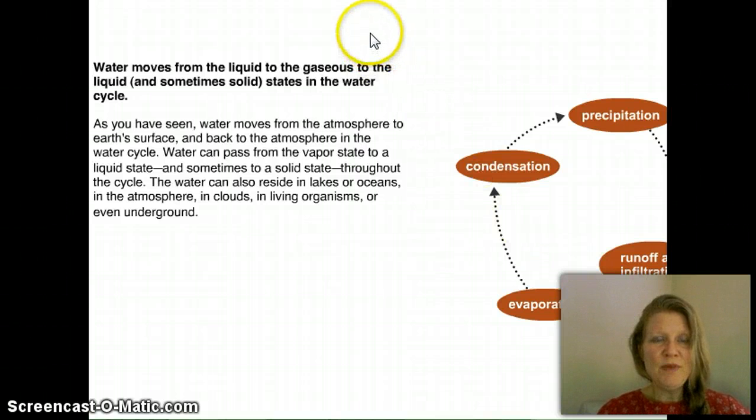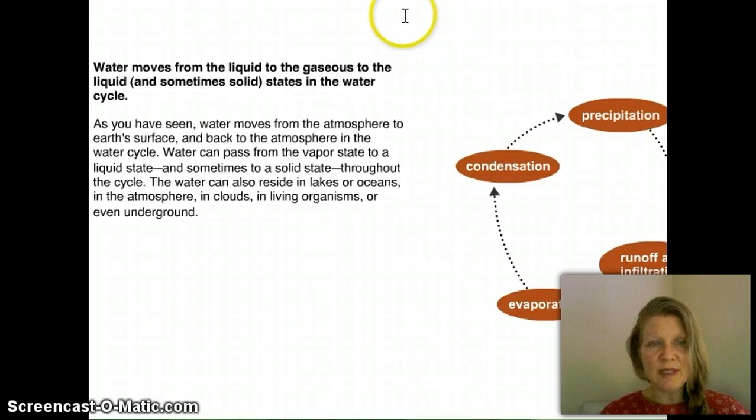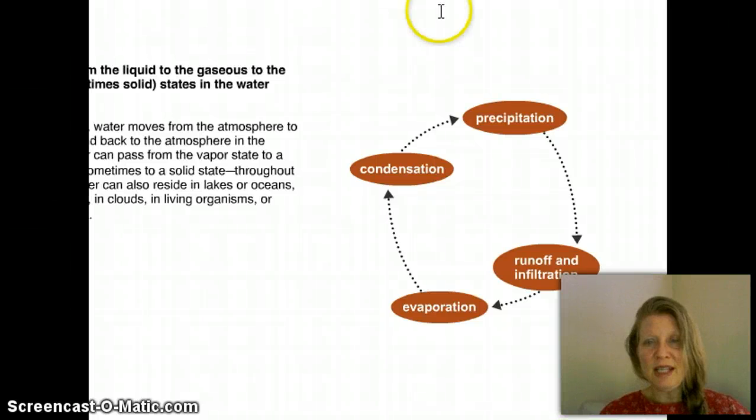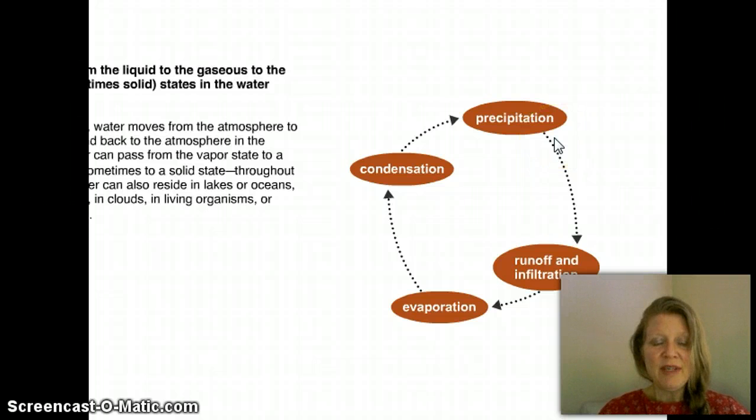So again, water moves from the liquid to the gaseous to the liquid and sometimes solid states in the water cycle. And when we do this incredible journey, you're going to see how dynamic this event is. It's not just this cyclic precipitation, runoff and infiltration, evaporation and condensation. The water molecules, for instance, in the ocean can be trapped in the ocean or remain in the ocean for a millennia, for 1,000 years, before perhaps having an evaporative event or moving through the water cycle in another manner.